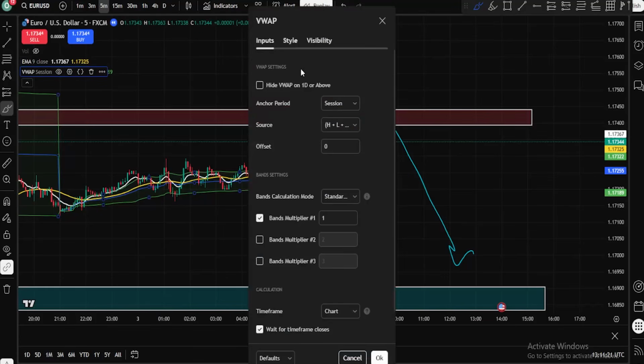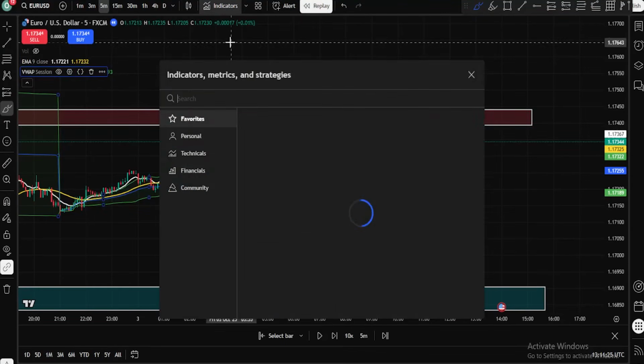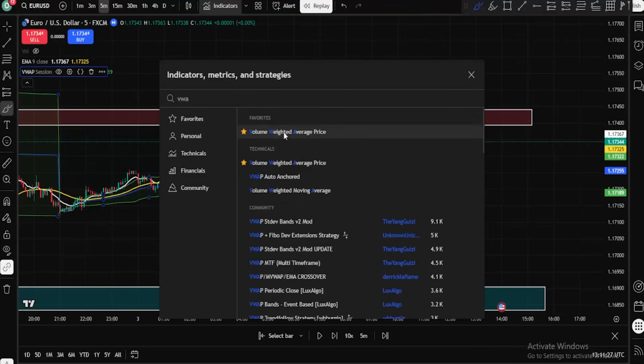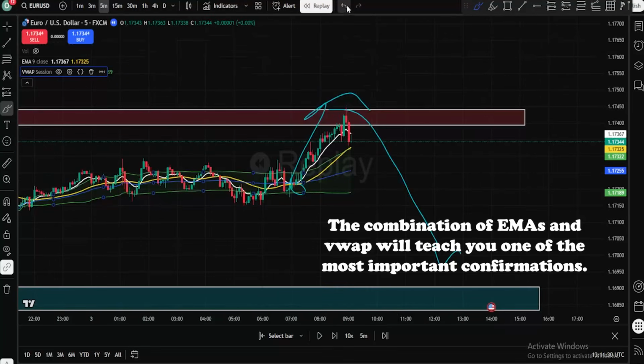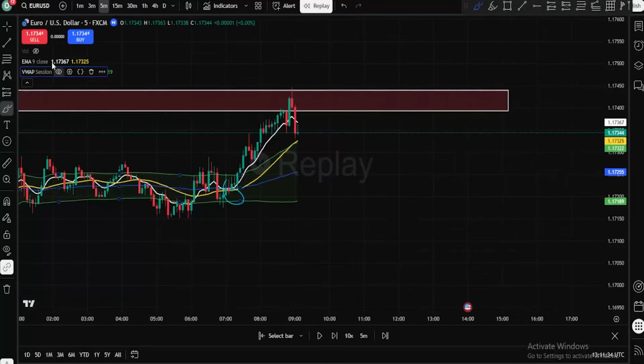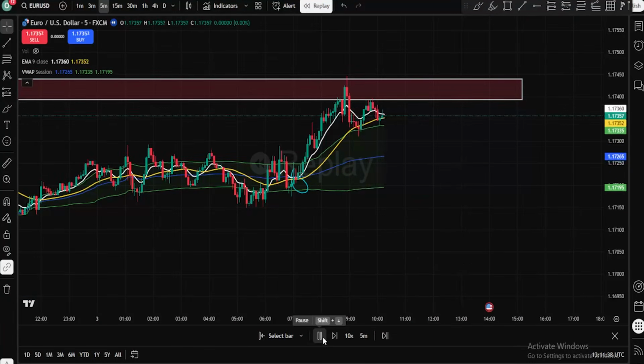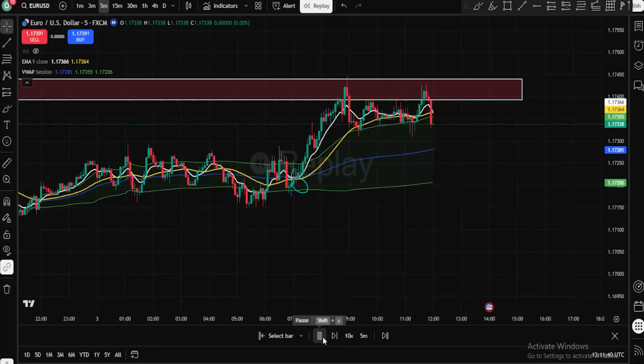Today we're going to learn an incredibly simple yet powerful strategy that combines three golden tools: EMA 9, EMA 21, and VWAP. Three lines that, if you understand them correctly, turn into a golden chart on a 5-minute time frame. Part 1. Understanding EMA and VWAP.